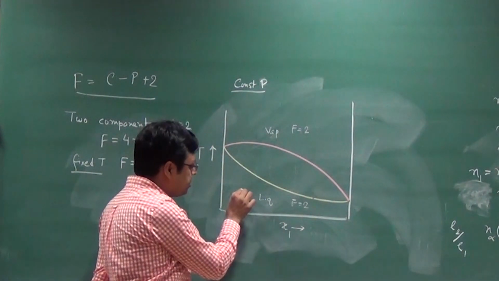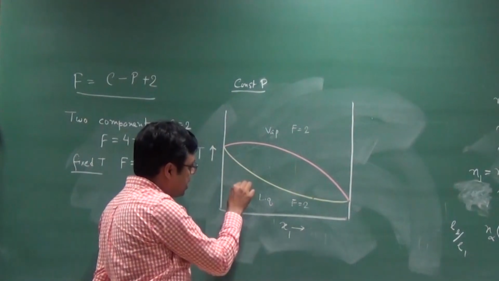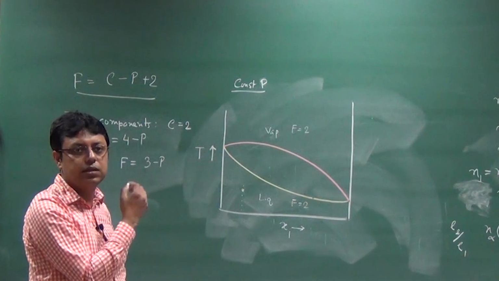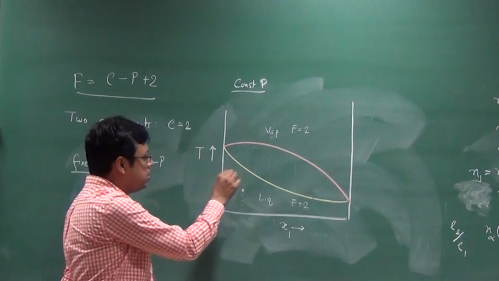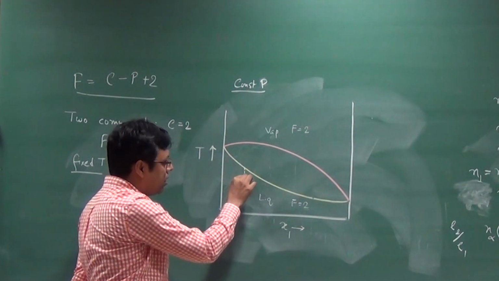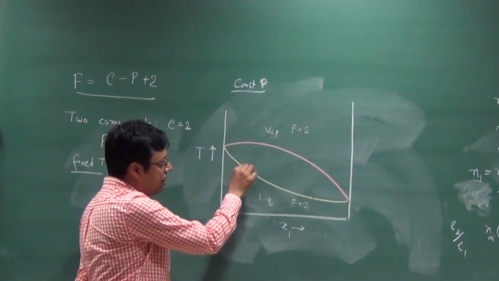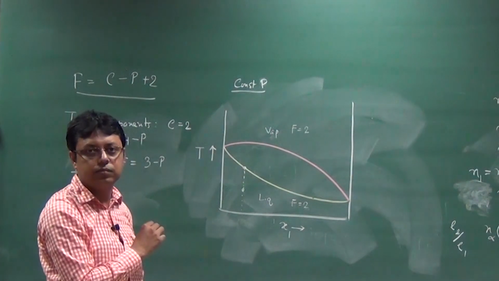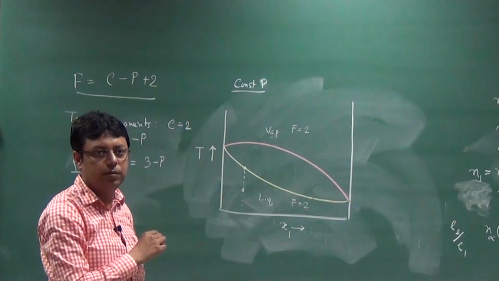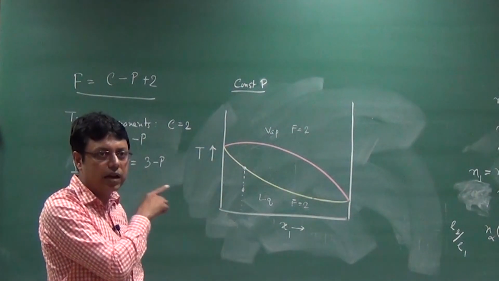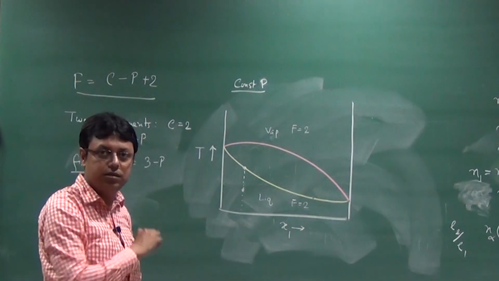And suppose I am somewhere here, meaning I am starting with a composition which is something here. And I am increasing the temperature. So once I increase the temperature, what will happen? Up to this point the liquid is stable, and at this point the boiling starts, because the equilibrium is established.